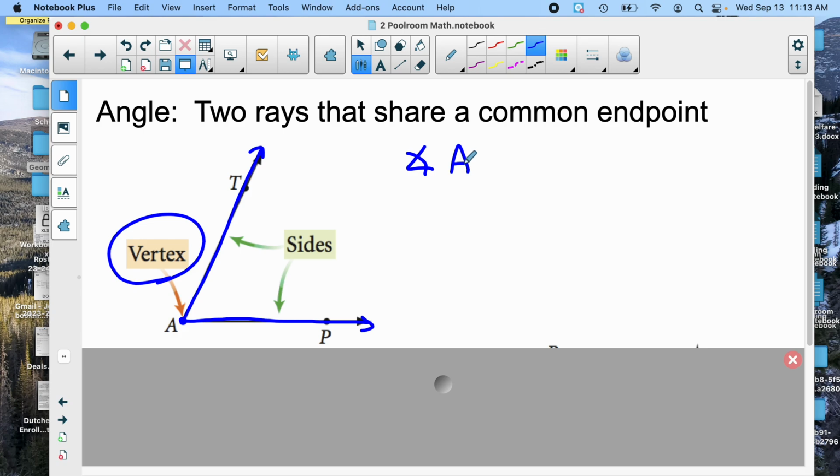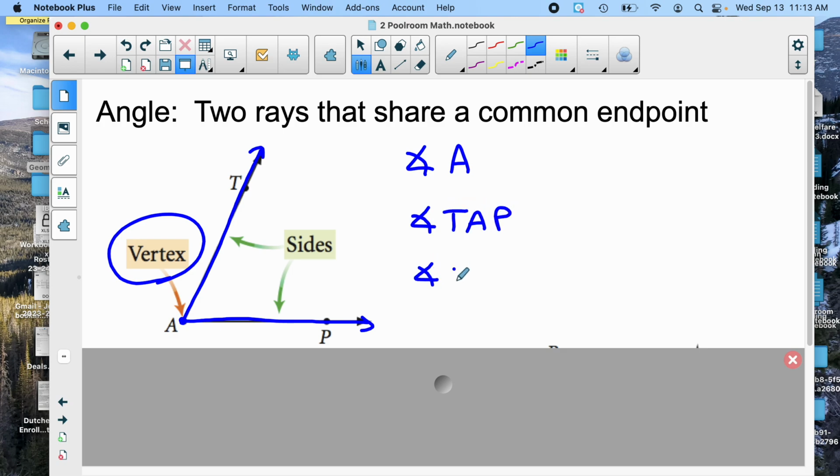And please notice my angle symbol that I like to use. I like to use like a less than symbol with a little arc that goes through it. That's kind of the way that I do less than. Or that's the way I do angle measure. So I can name this as angle A. I can also name it as angle TAP.